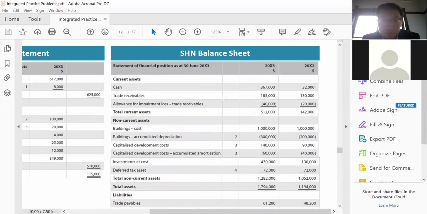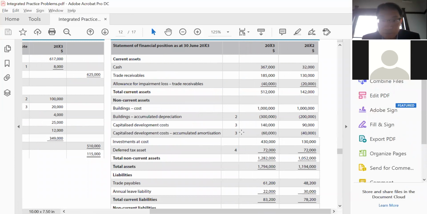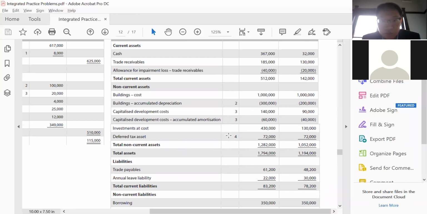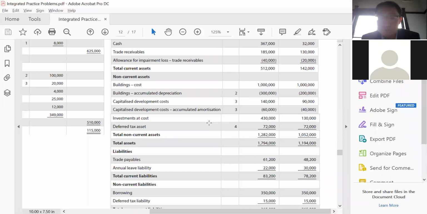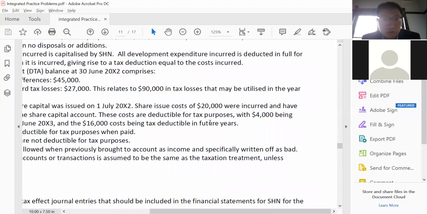You are then given some information on the balance sheet side. Okay, so again, very similar to our earlier example with the cash flow statement, we have the prior year balances, and we have the current year balances for each of these different items. And across some of these accounts, such as depreciation, capitalized development costs, accumulated amortization, we have been given some notes. Okay, so what we can do is we can again refer back to the notes.